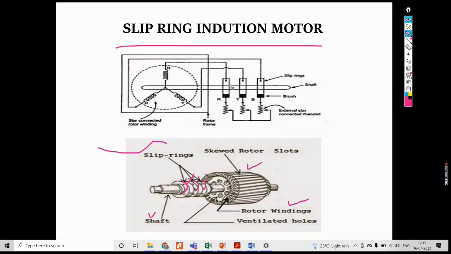R, Y, B are connected to the slip ring. Over this slip ring, the carbon brushes are placed, which are connected to the external resistance. I connected the top end, but here the resistance is connected at the bottom end. Nothing to worry, the connection will remain the same. This is with respect to the slip ring induction motor.